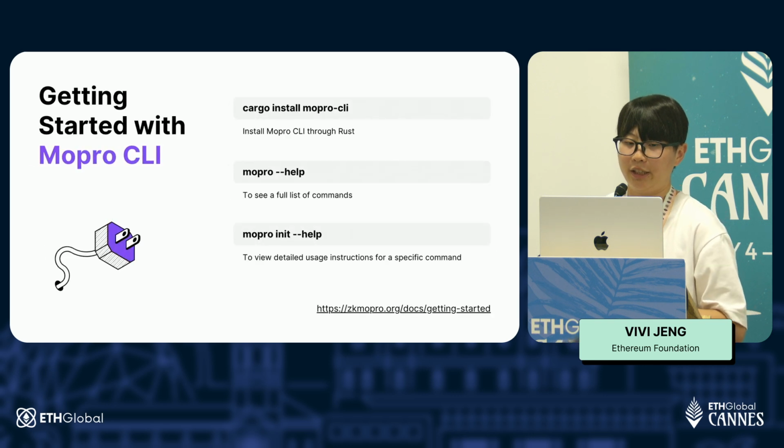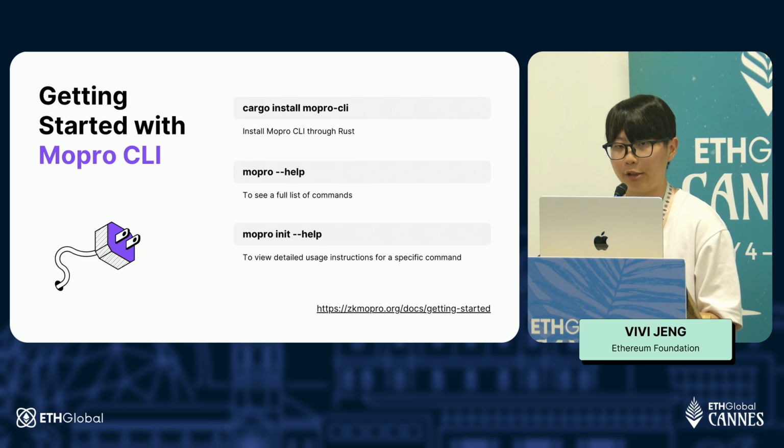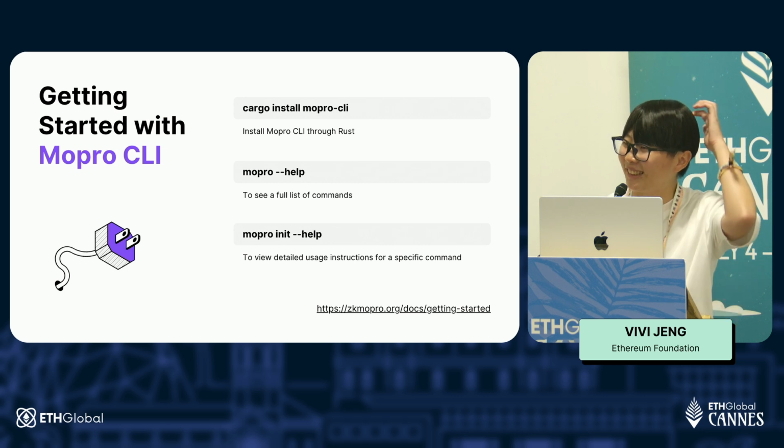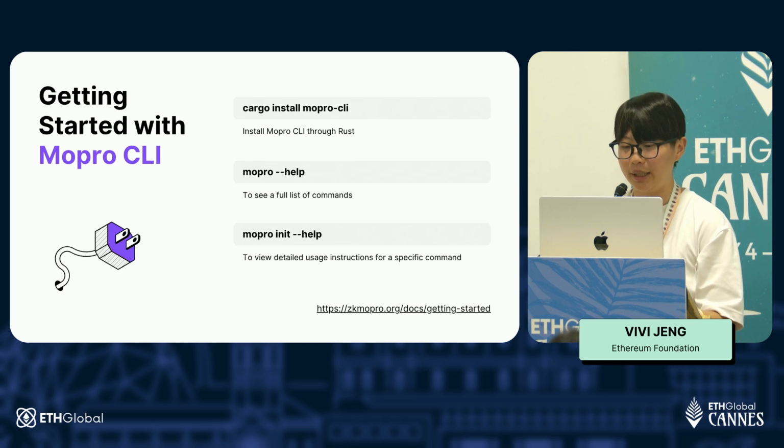Here's how you can get started with the Mopro CLI. We publish on Cargo, so you can use cargo install mopro-cli to install the Mopro CLI. Then you can use mopro --help to see all the commands that we provide, and you can just follow the steps, or you can use mopro init --help, which gives the specific help instructions for this command.